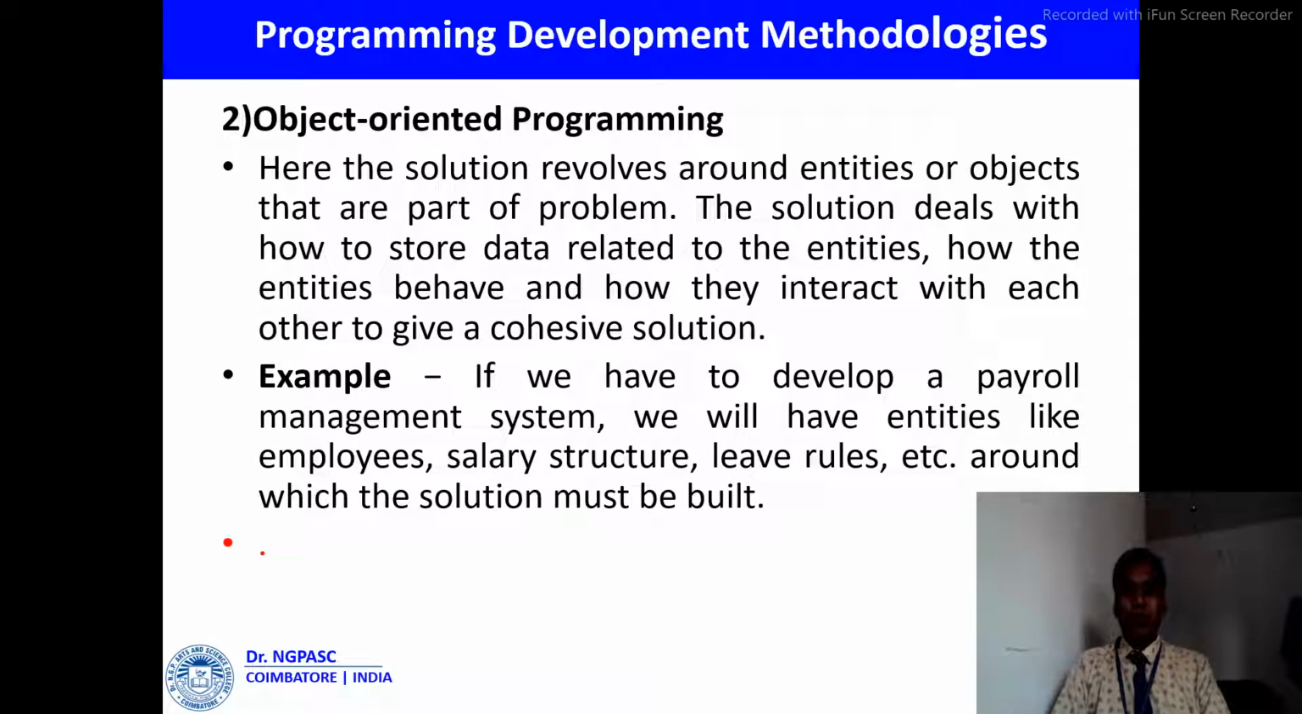And next one is object-oriented programming. Object-oriented programming depends upon entities or objects of the problem. Each solution consists of data stores related to some entities, how the entities behave, and how they interact with each other to give a proper solution. For example, we can consider a payroll management system. It consists of entities like employees, salary structure, and leave rules, around which the solution has to be built.